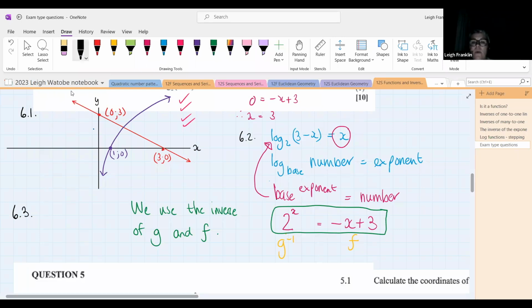Do you remember when we were in grade 8 and they said to us, solve by inspection? If we were given something like x plus 2 equals 3, if I asked you to solve that by inspection, you would look at the left, you'd look at the right, and what would you tell me? What does x have to be?